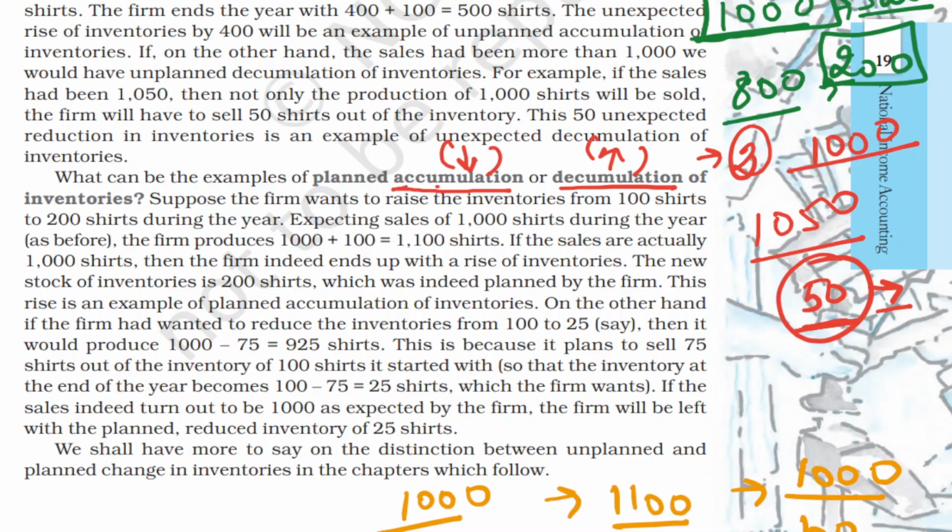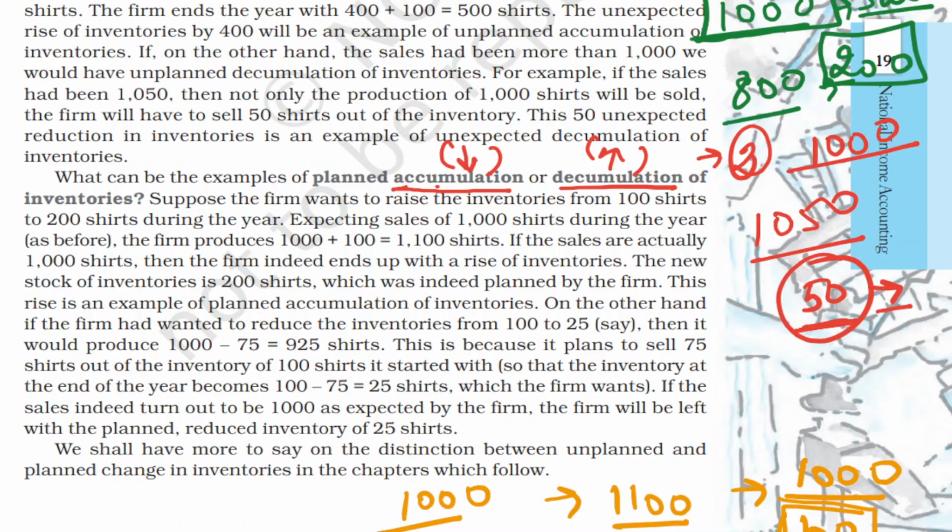So, it means this was planned accumulation of inventories, because you already knew that only 1,000 shirts would be sold, but you yourself produced 1,100. So these 100 shirts are a planned accumulation of inventories, right?